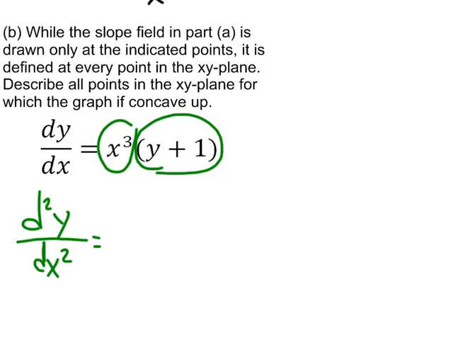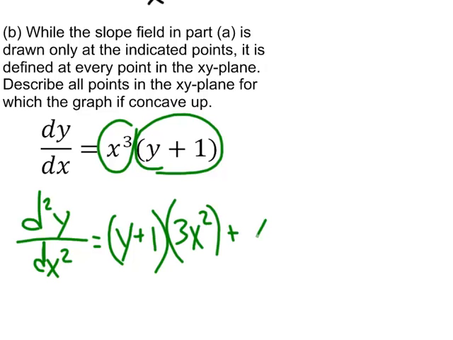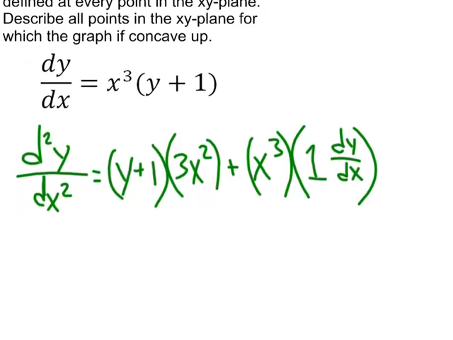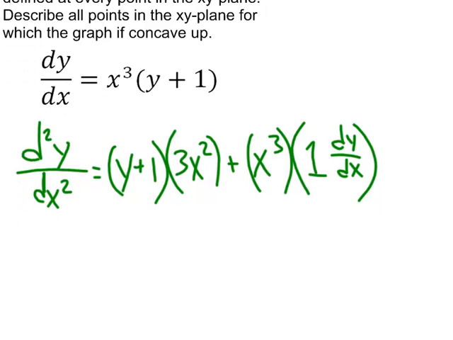So product rule says second function, y plus 1, times the derivative with respect to x of the first one, 3x squared, plus the first function, x cubed, times the derivative with respect to x of the second. Now that's going to be 1 plus 0, right? 1. But since we're taking the derivative with respect to x, implicit differentiation, aka chain rule, says we need the dy over dx there. Okay, so that's step one of finding our second derivative.